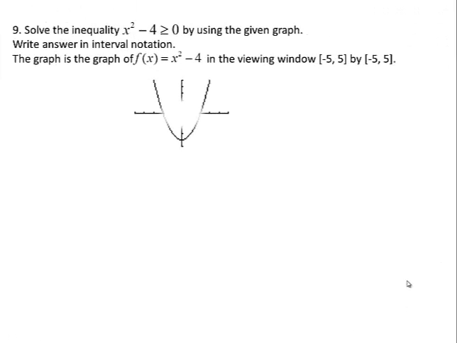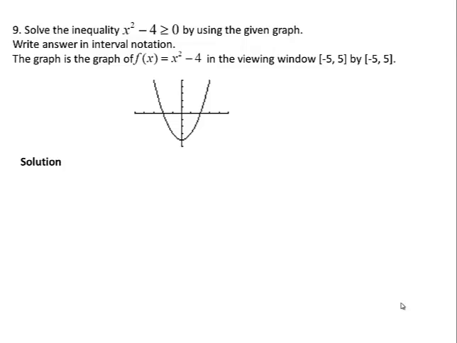And then the last one I thought we'd look at was number 9. Here I gave you an inequality, x squared minus 4 greater than or equal to 0, and I asked you to solve it by using the graph, and I supplied you with this graph. And again, write your answer in interval notation. This is the graph of x squared minus 4, and it's in the viewing window -5 to 5 on the x-axis by -5 to 5 on the y-axis.